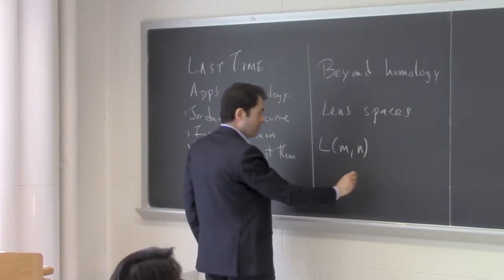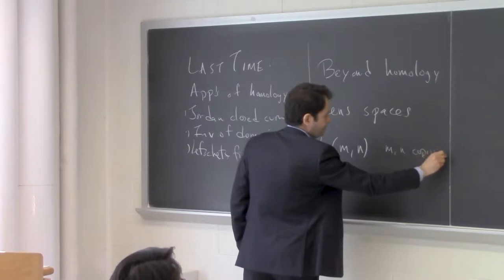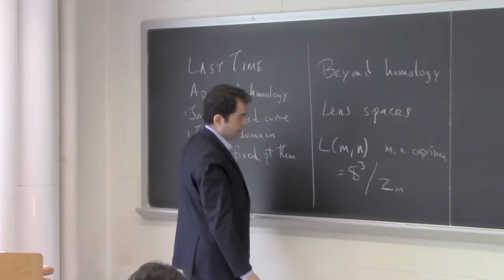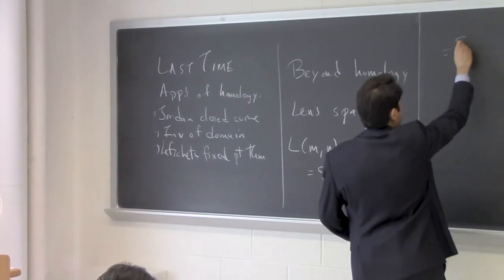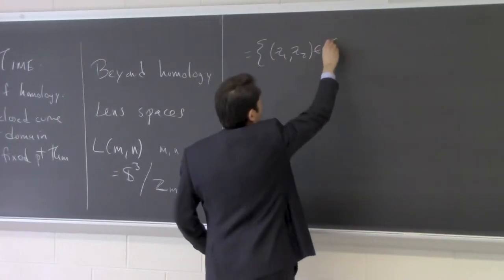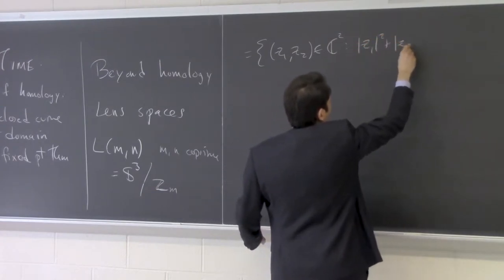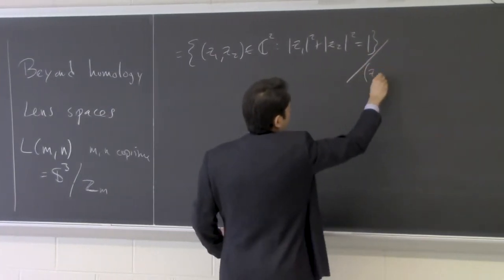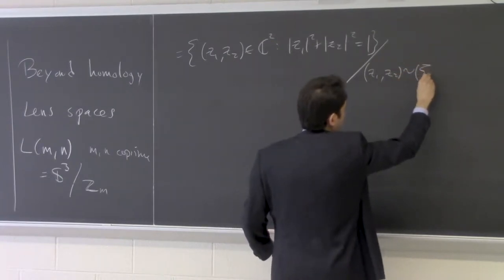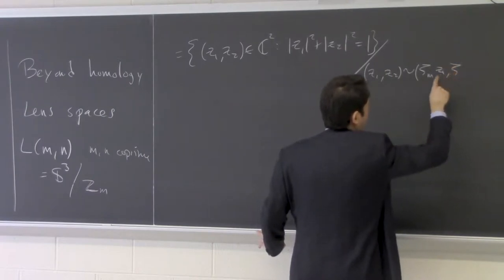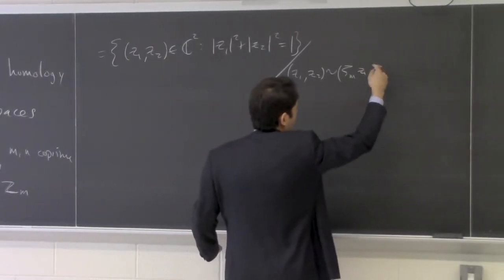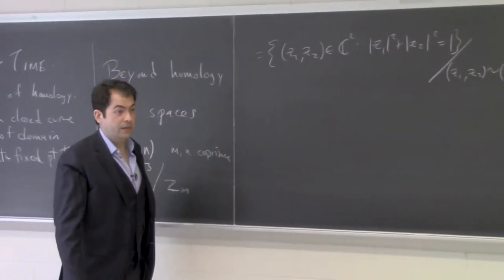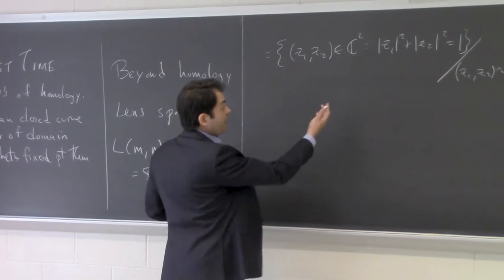You have two coprime integers. And you get this from the three sphere by modding out by a Z/m action. So the way to think about this is that you think of the three sphere as being pairs of complex numbers whose moduli squared add up to 1. And then we're going to mod out by this: (c1, c2) is identified with what you get by multiplying the first one by a primitive mth root of unity, and then multiplying the second one by the nth power of that same root. Right? So this is a free action. So what you get is a manifold.